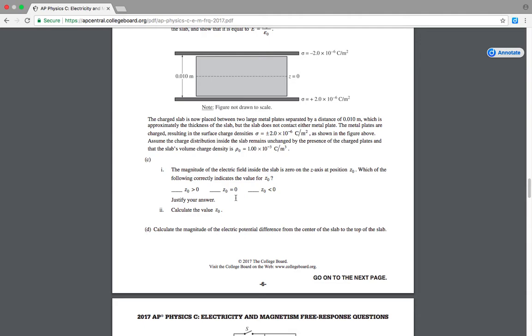So part C: the magnitude of the electric field inside the slab is 0 on the z-axis at a position z naught. Which of the following correctly indicates the value for z naught?